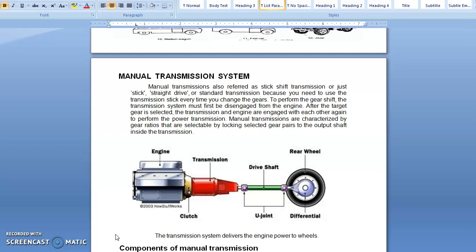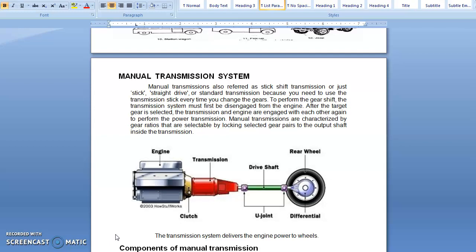In my previous videos, we already discussed the introductory points of automobile engineering. In today's video, we are going to learn about the transmission system used in automobile engineering. So let's start with the transmission system.